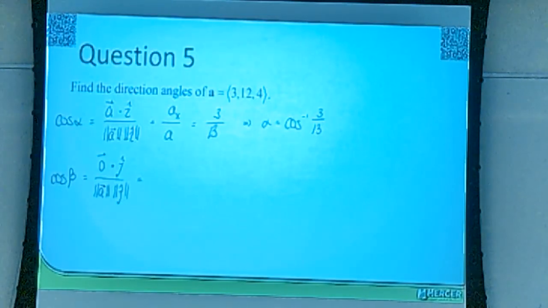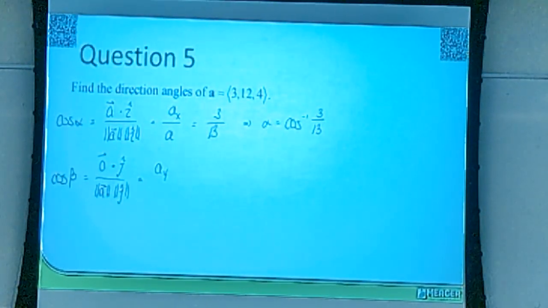Well, similar logic. J hat. It's just 0, 1, 0, right? You take the dot product, you're just going to get the y component. And again, magnitude of j hat is just 1, isn't it? Beta would then be the inverse cosine of 12/13.